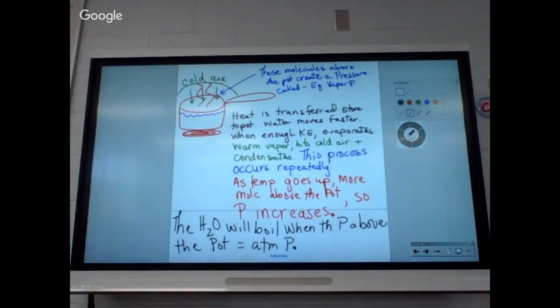Now, is atmospheric pressure the same every day? No. Try to get off the phone. No, atmospheric pressure is not the same every day. So is boiling point the same every day? No, it's not. So when you guys all tell me the boiling point of water is what?